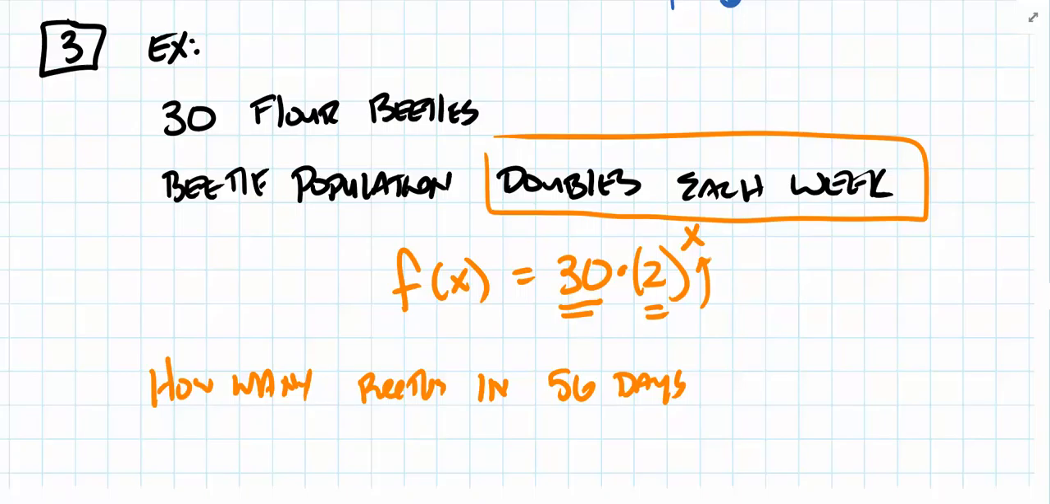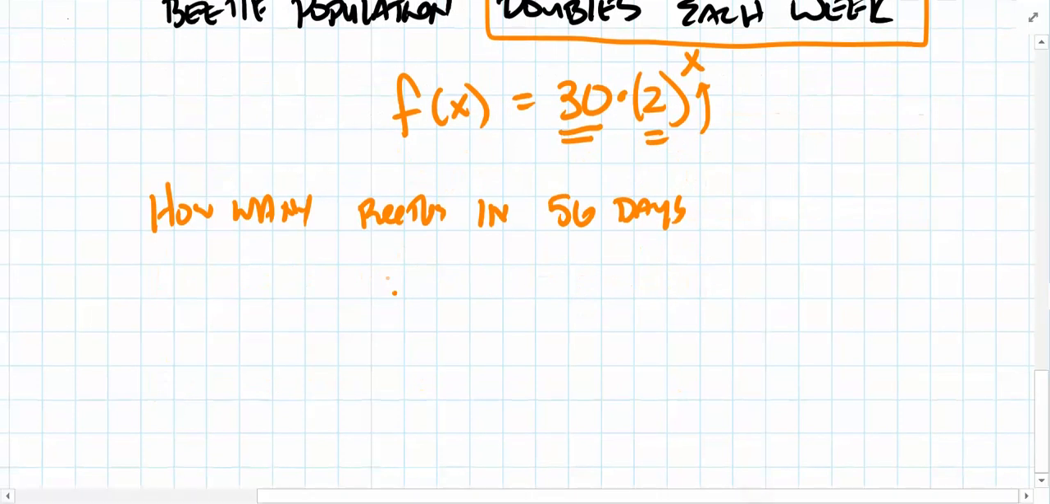8 weeks, right? Okay, yeah. No, that's 16. Yeah. Good. So I have this. So now I want this, all right? So if this is in weeks, I want f of 8 is equal to 30 times 2 to the 8th, and this is a simple plug and chug.